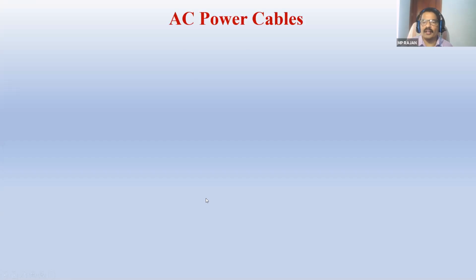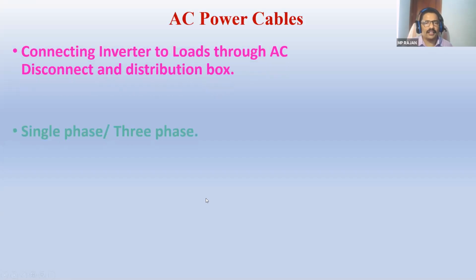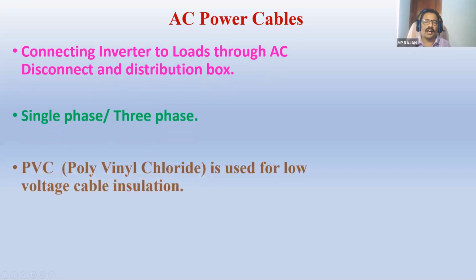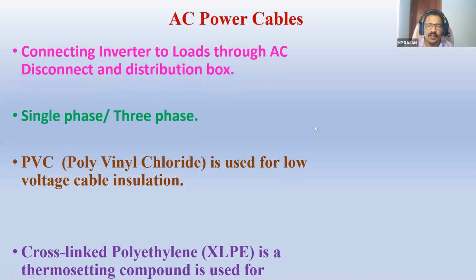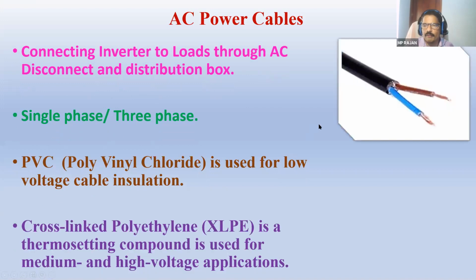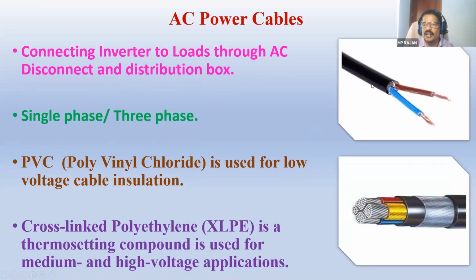AC power cable, this is our normal cable connecting the inverter to the load through the isolator, distribution box, etc. It can be single phase or three phase. This is a single phase cable. This is a three phase cable, a three phase 4-wire system: red, yellow, blue, and black neutral.